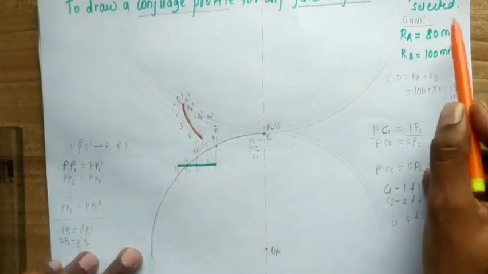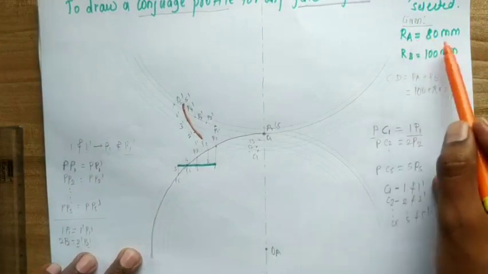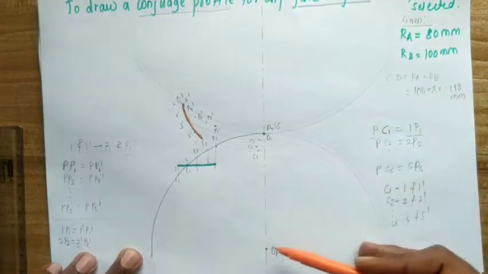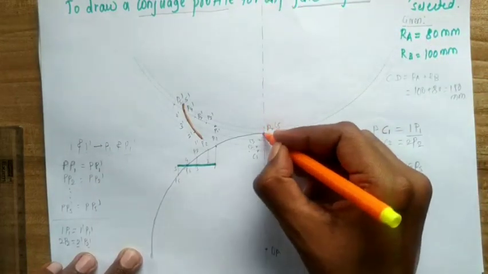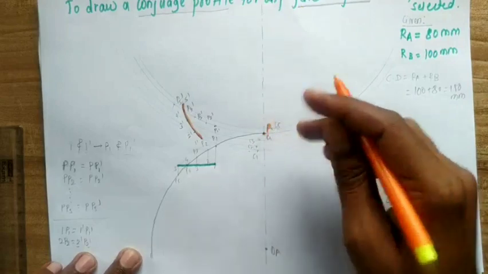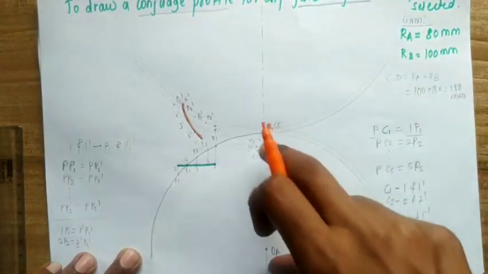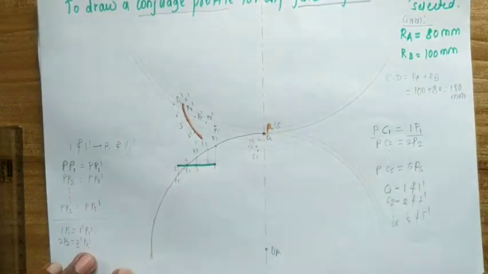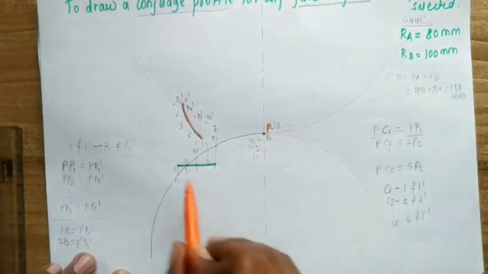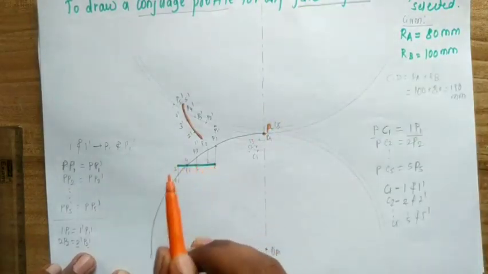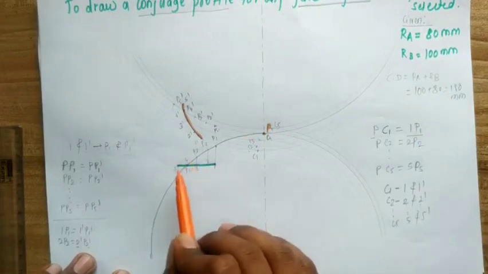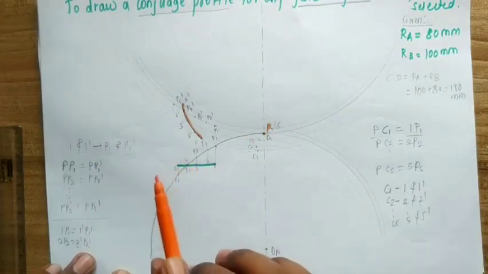First step, the given data was pitch circle radius RA and RB. I draw OA, OB, and I mark the pitch point, with radius equal to 100 mm and radius equal to 80 mm. Next, once I mark the radius, I select one random profile here, which was a straight line. Here I select a straight line profile. You can select any profile.